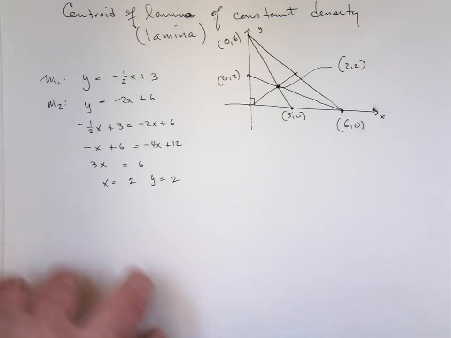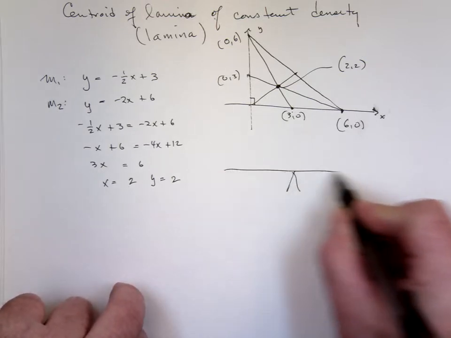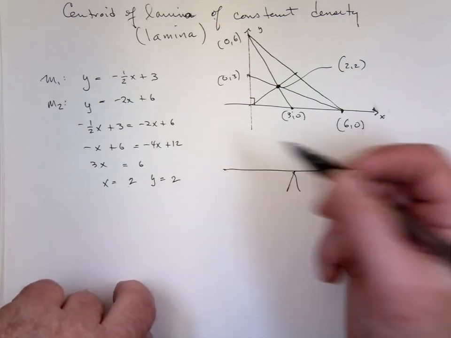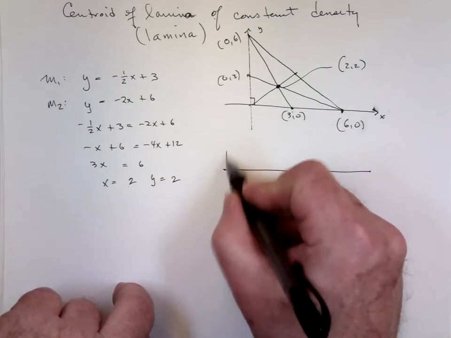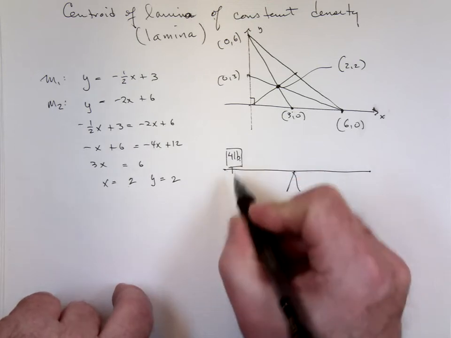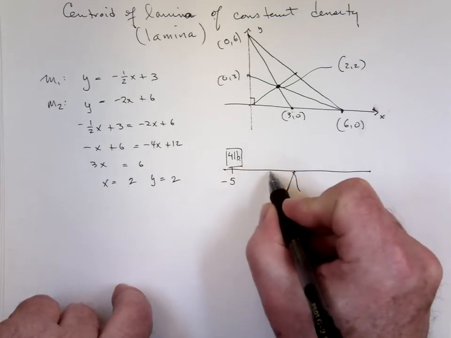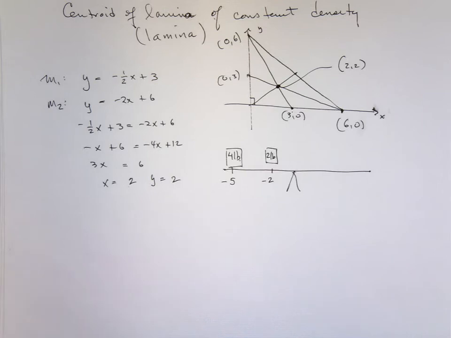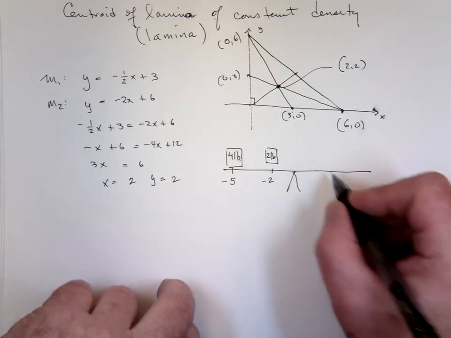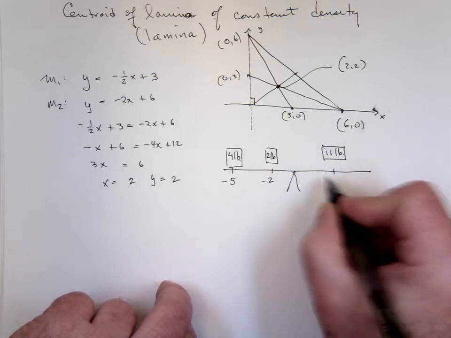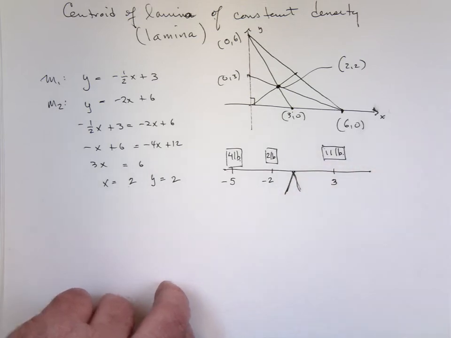If you have a seesaw kind of thing, and you put some masses on this thing, let's just go for a 4 pound at negative 5, and put another one, a 2 pound one at negative 2. Hold on a second, let me just figure this out. An 11 pound one at 3. This system will not be in equilibrium, okay?